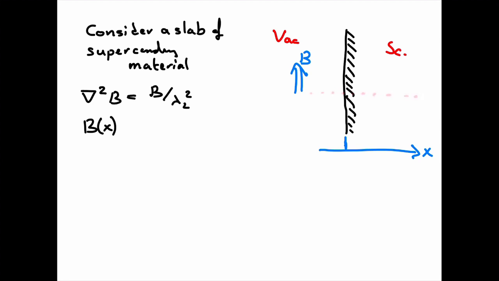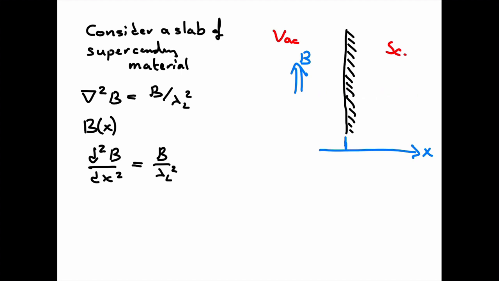We expect that B outside here is B0, for example, and deep inside the material we expect B to be 0, but the question is, what is B in this region here? So we're looking at how B is going to vary with x. We're assuming there's no variation with y and z, and so the del squared operator just becomes the second derivative. It becomes d2B by dx squared, and that is just equal to B over lambda L squared.